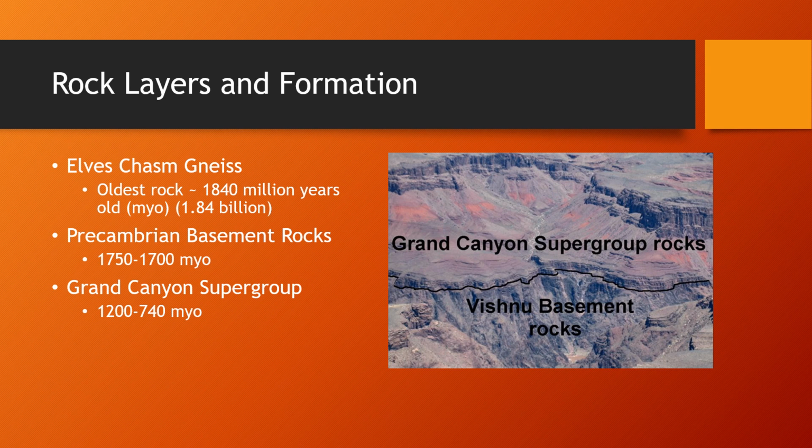As the seas came in, they brought in sediment, and this later turned into a new rock formation called the Grand Canyon Supergroup. The Grand Canyon Supergroup was formed about 1,200 to 740 million years ago. During the formation of the rock, the area experienced a lot of faulting and erosion, causing the rock to be tilted slightly.